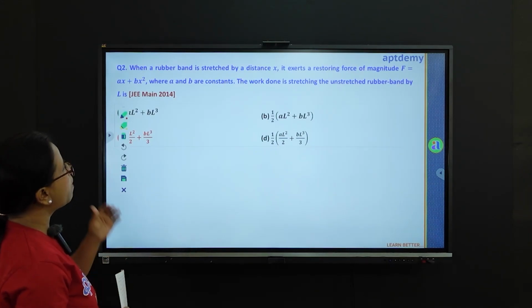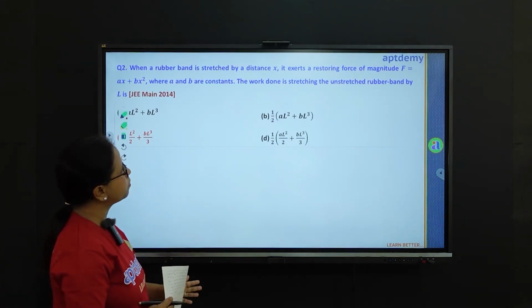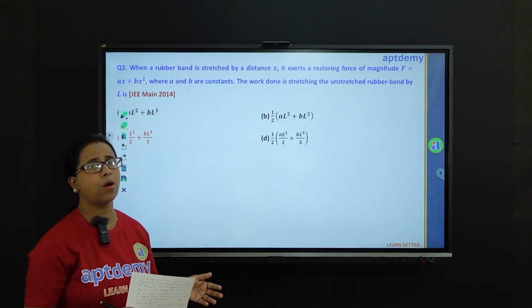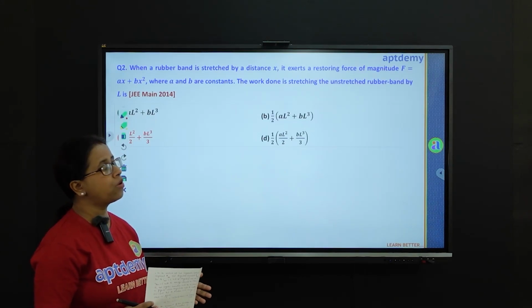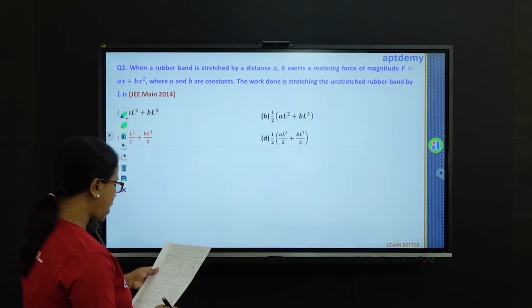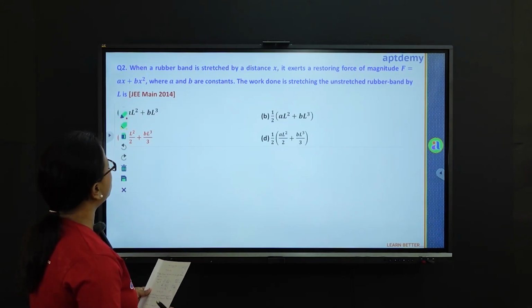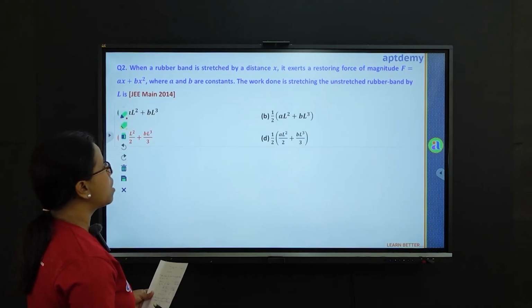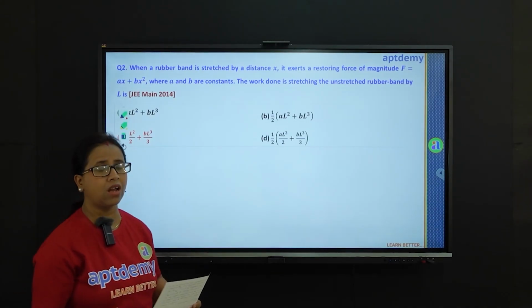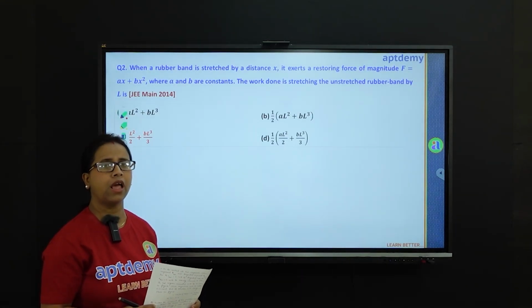So we have a rubber band that is stretched through a distance x. As a result, the rubber band will offer a restoring force. The magnitude of the restoring force is given as F equals ax plus bx square, where a and b are constants. We are to find out the work done in stretching the rubber band through a distance capital L.